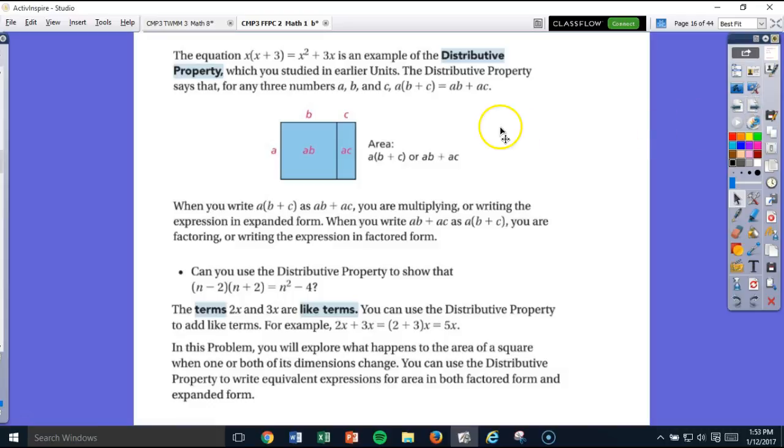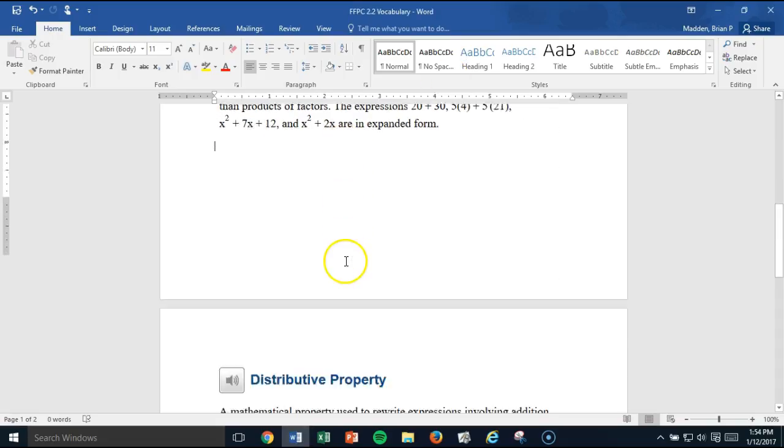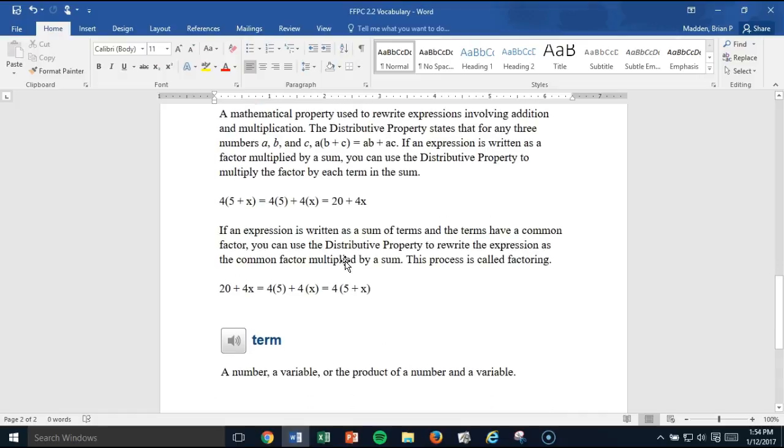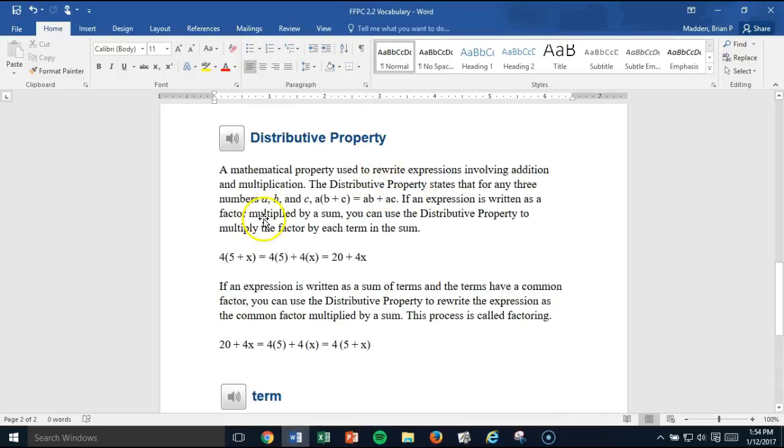As we continue on here, we talk about the distributive property, and the equation x times quantity x plus 3 equals x squared plus 3x is an example of the distributive property, which you did study in earlier units. To reflect back on the definition of distributive property down here: a mathematical property used to rewrite expressions involving addition and multiplication. The distributive property states that for any three numbers a, b, and c, a times quantity b plus c equals ab plus ac. If an expression is written as a factor multiplied by a sum, you can use the distributive property to multiply the factor by each term in the sum.